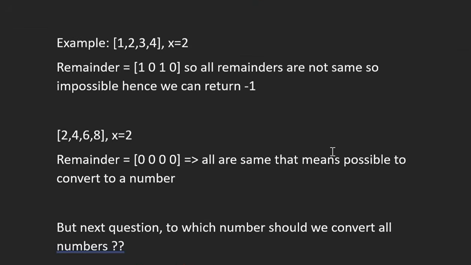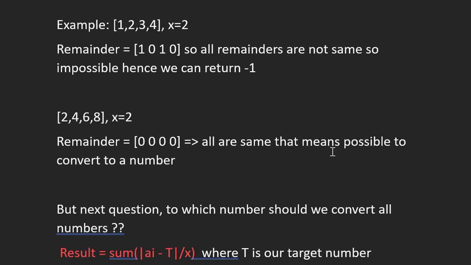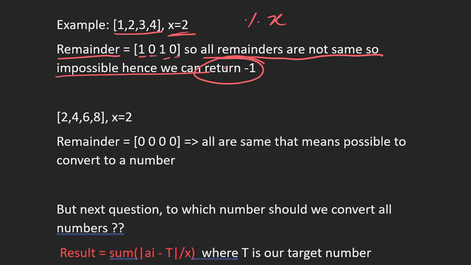So let's see an example. So here we have the numbers as 1 2 3 4 and x is equal to 2. So if we see the remainder, 1 modulo 2 will give us remainder 1 0 1 0. So these are the remainders when divisible by x. So if we see, all the remainders are not same, so it is impossible, hence we can return -1.